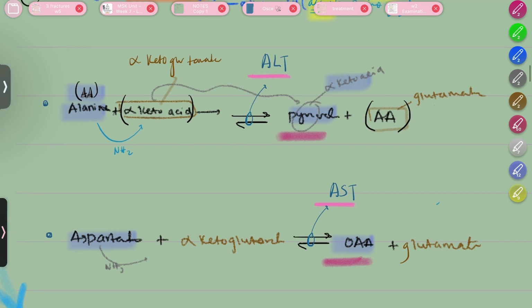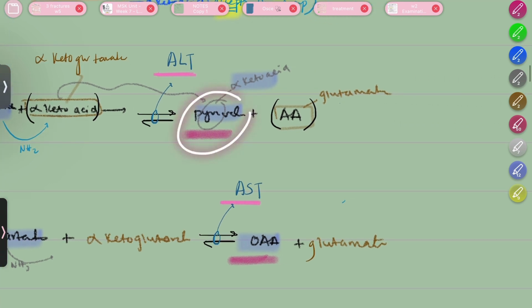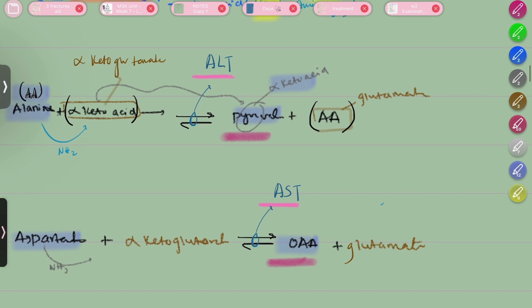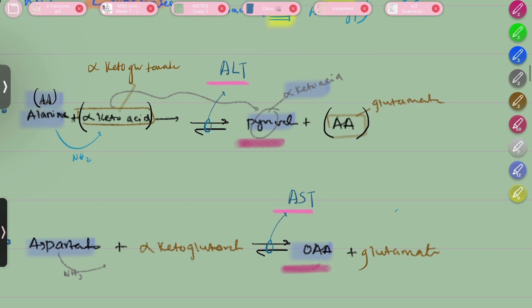So what will be the result is that we're going to have the pyruvate, which is now the deaminated version of the alanine, plus an amino acid, which is our glutamate, since we have added the amino group to the alpha keto glutarate to convert it into a glutamate. And this was done with the help of our alanine transaminase enzyme.